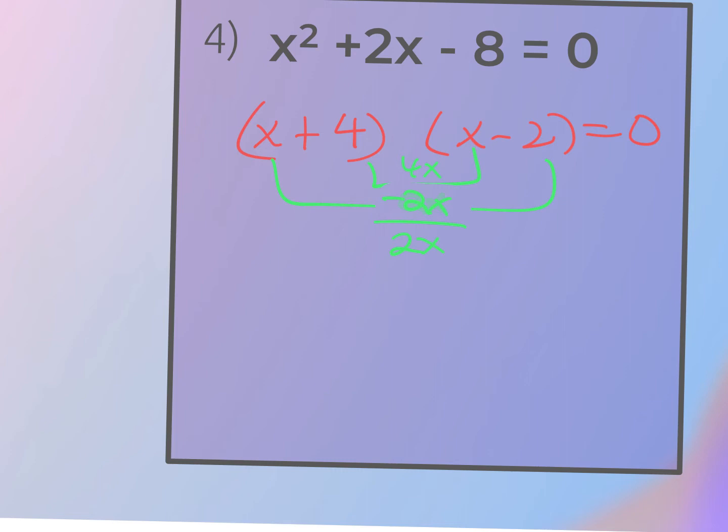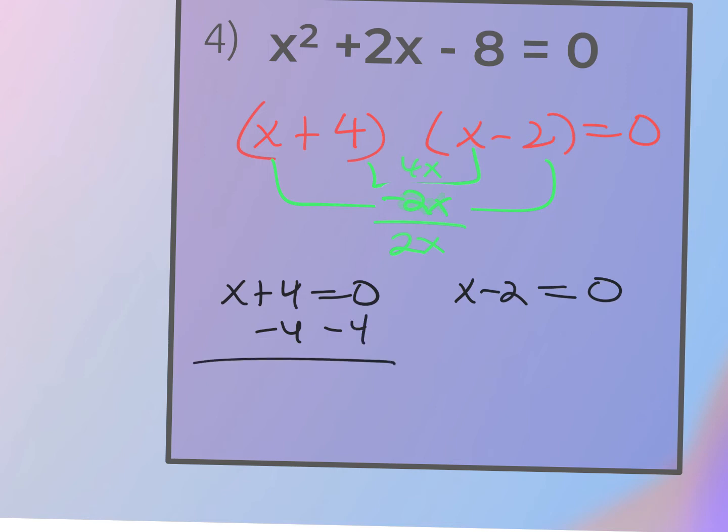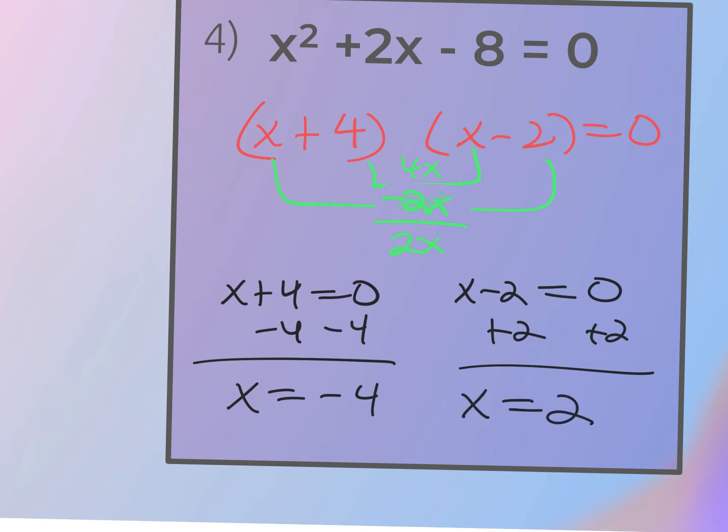So now that I found the 2 factors, x plus 4 equals 0, x minus 2 equals 0. Subtract 4, x equals negative 4, and x equals positive 2. And those are my 2 answers.